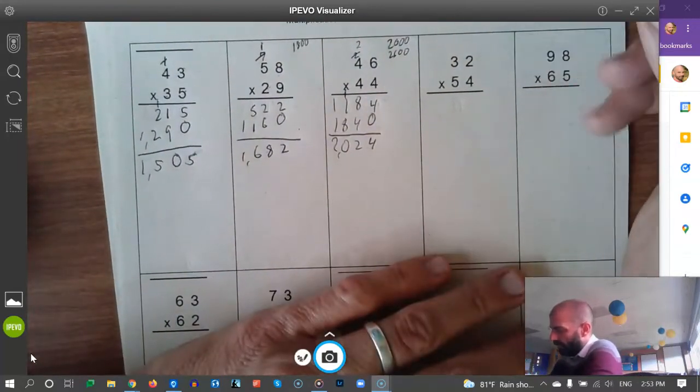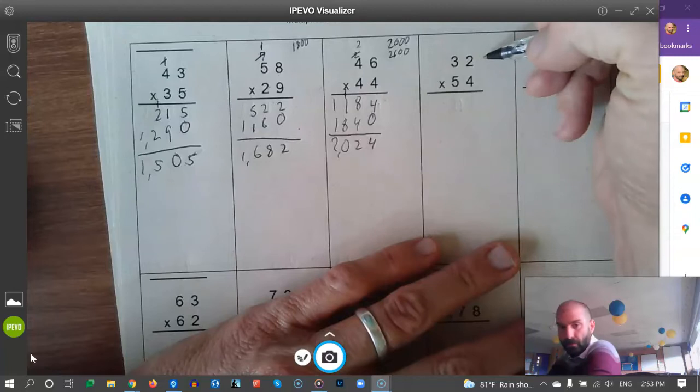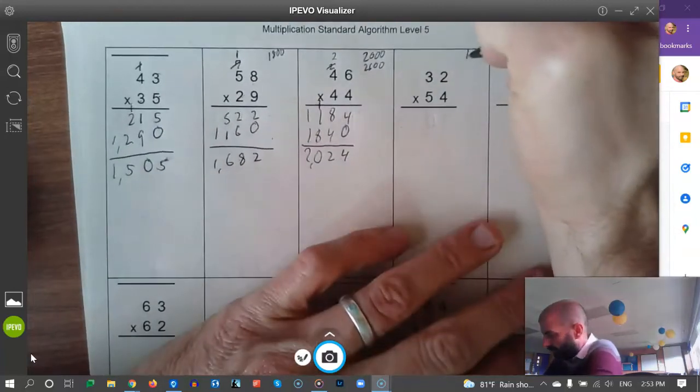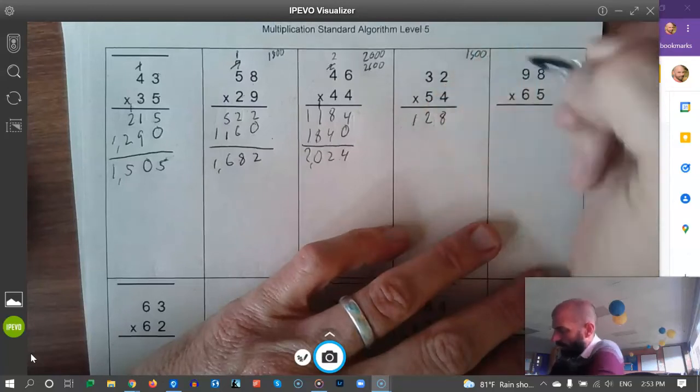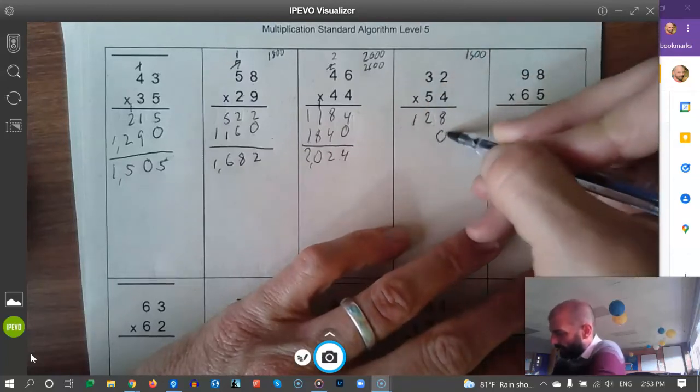All righty, 32 times 54. Again, so if I go 30 times 50, that's what, 1,500? 4 times 2 is 8. 4 times 3 is 12. 128. This is not just 5, it's also 50. I'm going to write that 0 there.